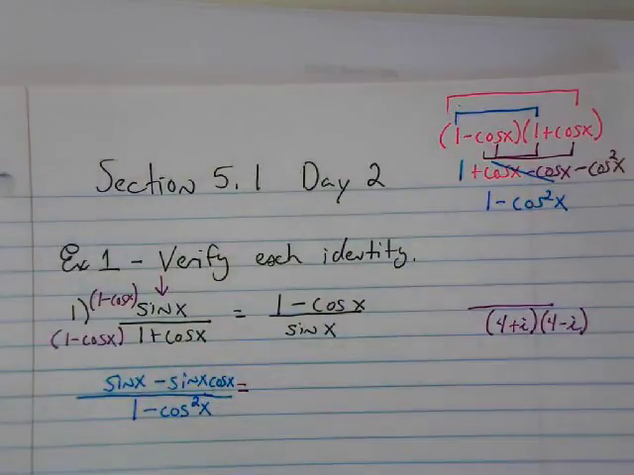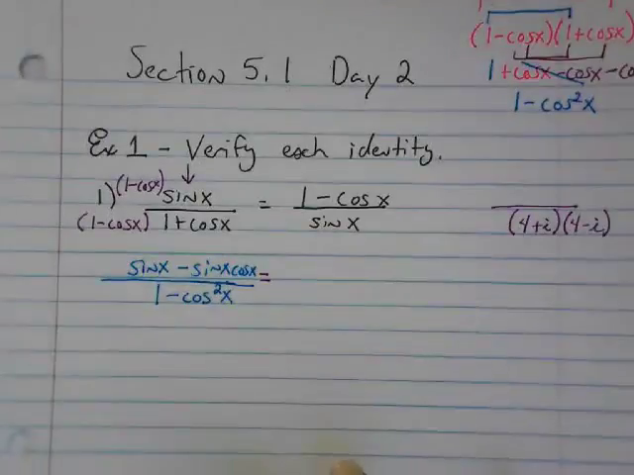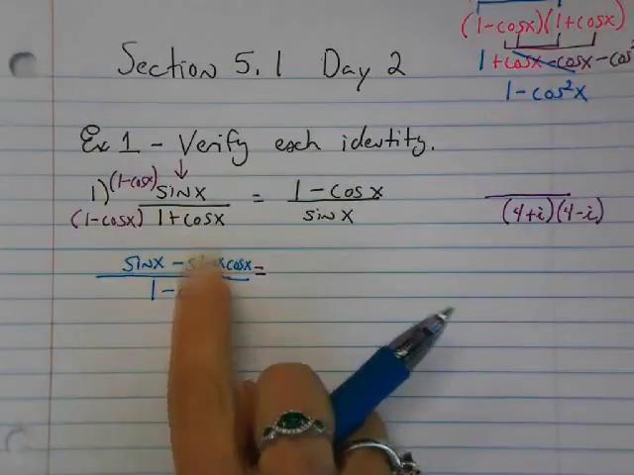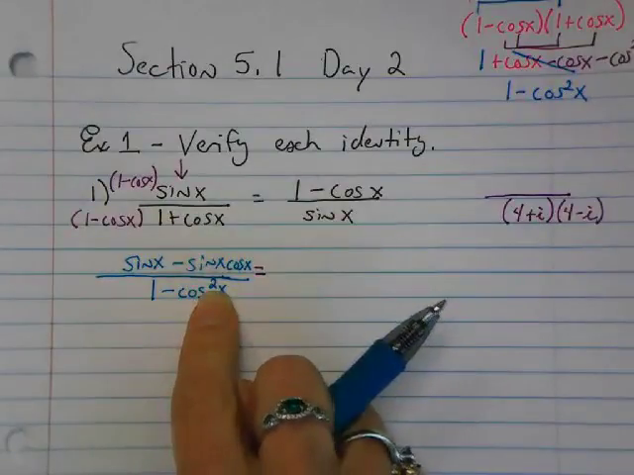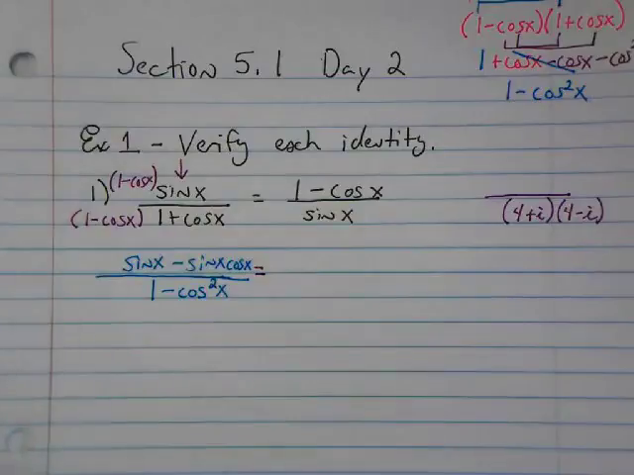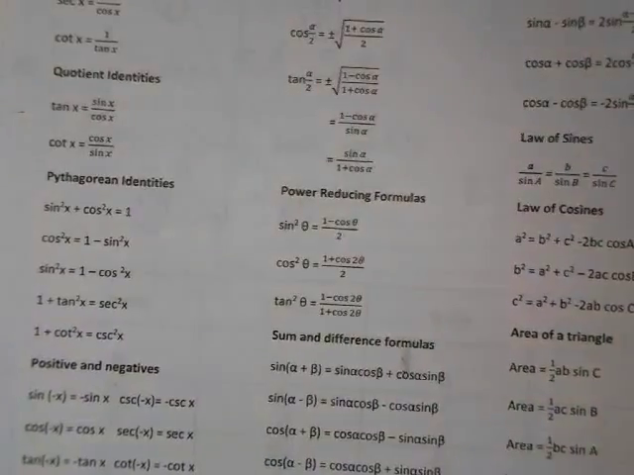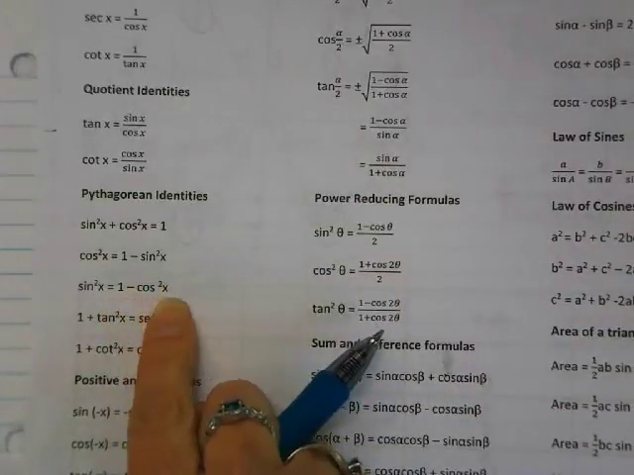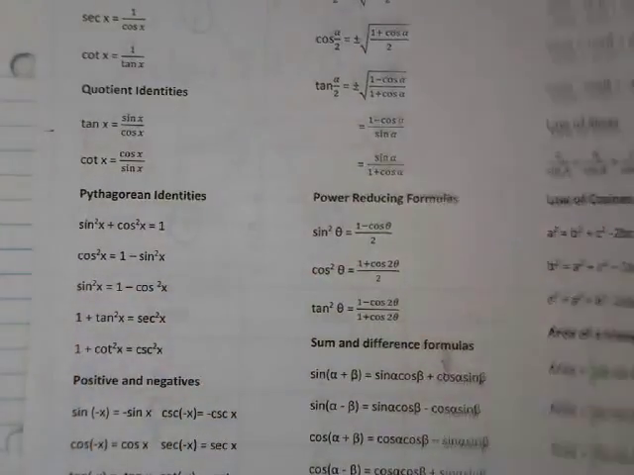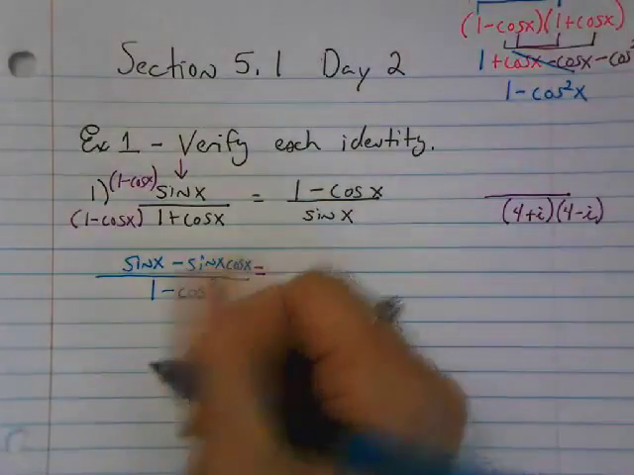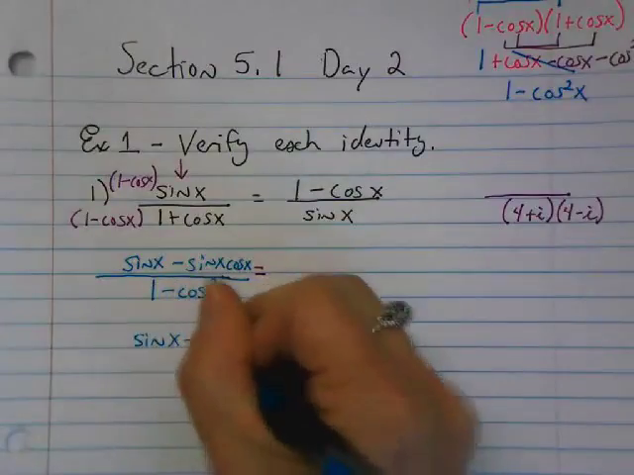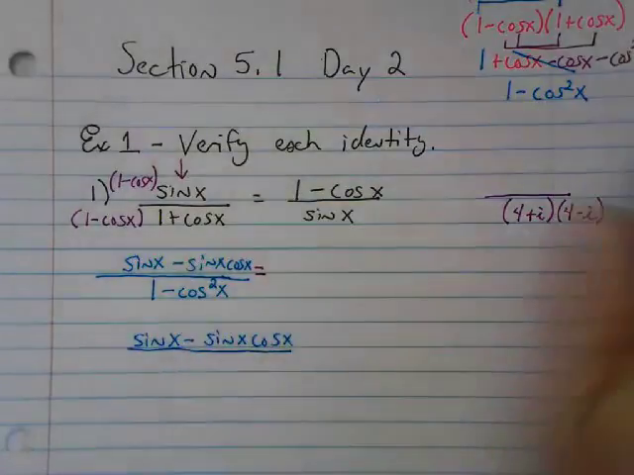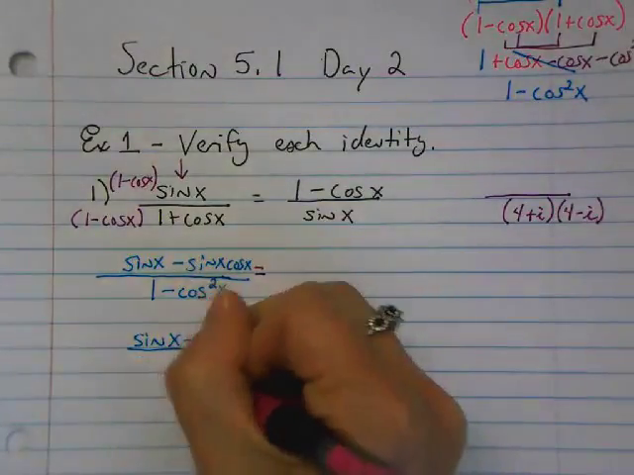Did that help me, or did that just create a bigger mess? Well, maybe, I don't know, there's a squared there. Maybe this is a Pythagorean identity. Let's see. I'm looking for 1 minus cosine squared x. Oh, look at that. 1 minus cosine squared x is sine squared. Well, that's interesting. So I have sine x minus sine x cosine x over, I'm going to make a substitution and call it sine squared of x.